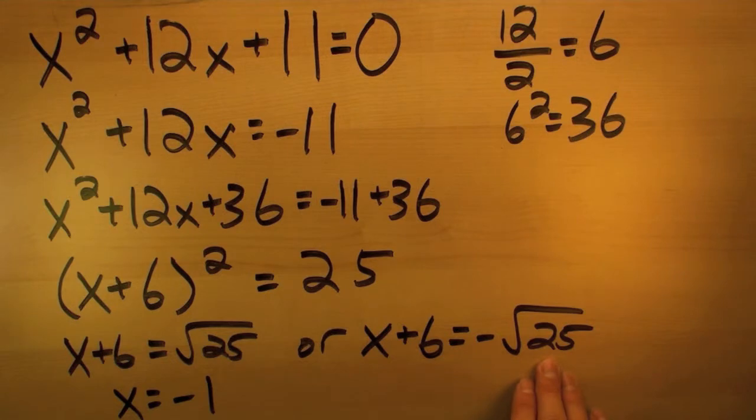Over here, the square root of 25 is 5 and we have a negative in front of it, so that gives us negative 5. If we then subtract 6 from both sides of this equation, we get x equals negative 11.